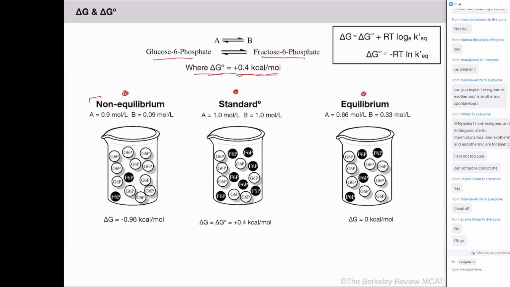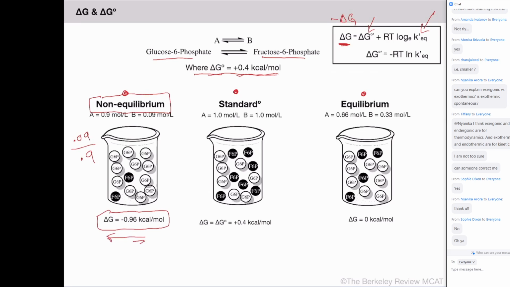So let's look here in the non-equilibrium reaction. You have a very small K value, 0.09 over 0.9. And so your K value is small enough that if you plug it back into here, and you plug your delta G naught into here, you're actually going to get an overall negative delta G, which is illustrated here. So which way does the reaction go? The reaction is going to go like this.